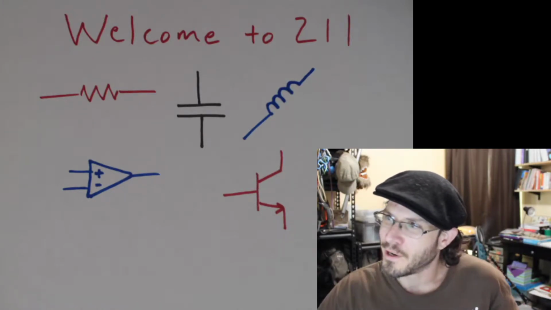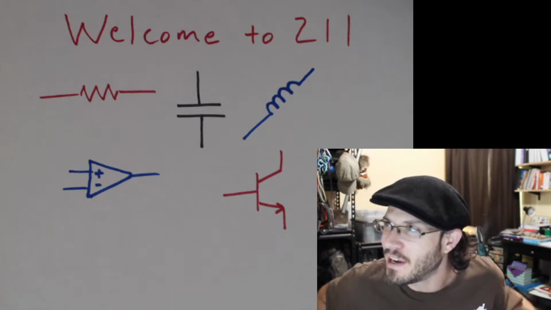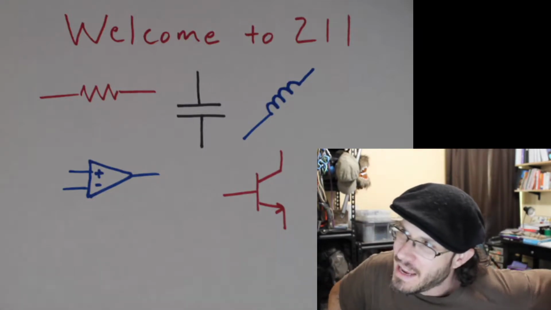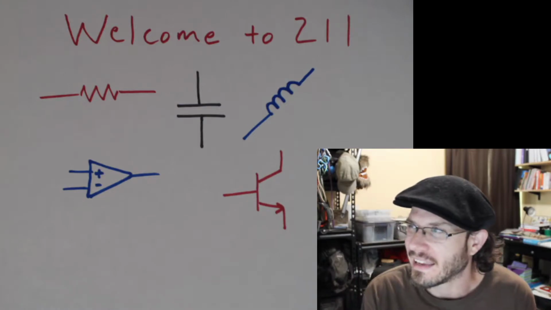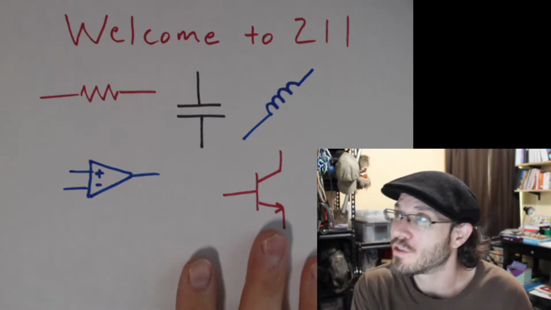All right, everyone, welcome to CECS 211, Principles of Engineering 1. Now, I find that name is just slightly misleading. Principles of Engineering 1, it's very vague, abstract. What are we talking about? So in this class, we're going to be dealing with circuits.